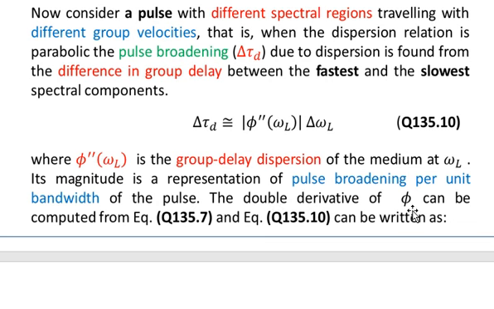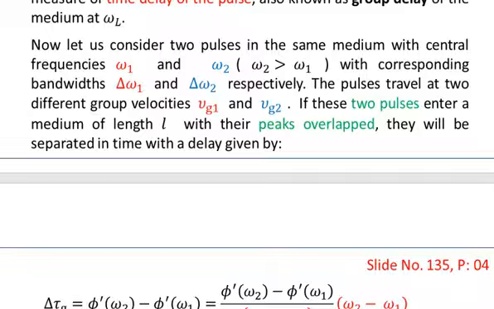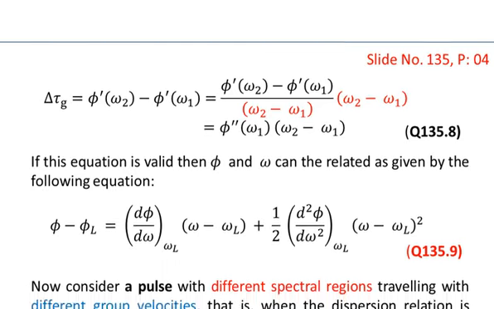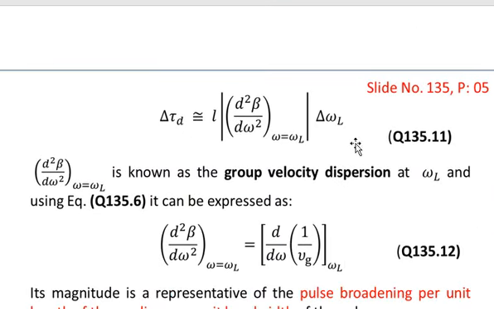The double derivative of phi can be computed from equation number 7. Let me show you equation number 7. So this is equation number 7. You can compute the double derivative of phi from equation number 7, and substituting that into equation number 10, we can write the final expression for delta tau d as approximately equal to L, where L is the length for which the pulse has traveled, the distance due to which delta tau d was produced. So delta tau d is equal to L times the mod of the second derivative of beta with respect to omega, that is d square beta over d omega square, and outside this mod we have delta omega L. So we have just replaced the double derivative in the previous equation by the derivative in explicit form.